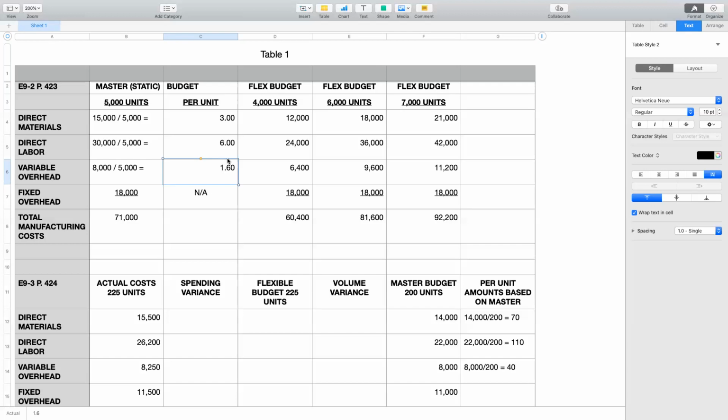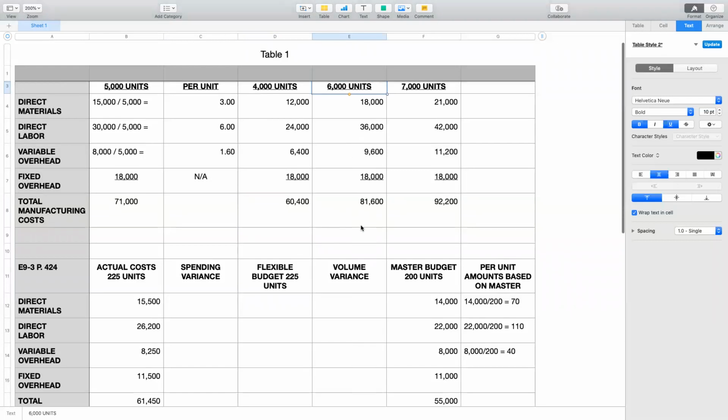Now, what if we were only going to make 4,000 instead of 5,000? We multiply 4,000 units times 3, that's 12,000. 4,000 units times 6, that's 24,000. 4,000 units times $1.60, that's 6,400, plus the 18,000 of fixed cost, 60,400 total. Do the same thing at 6,000. If we were to make 6,000 buckles, how much would that cost? 6,000 times 3, 18,000. 6,000 times 6, 36,000. 6,000 times $1.60, $9,600, plus the $18,000 in fixed overhead, total $81,600.